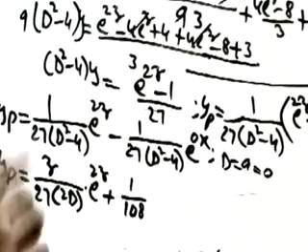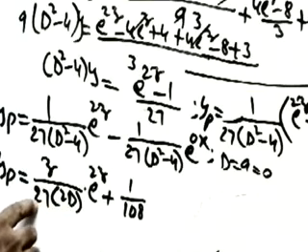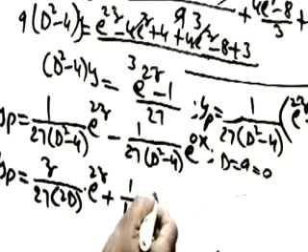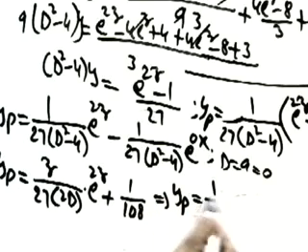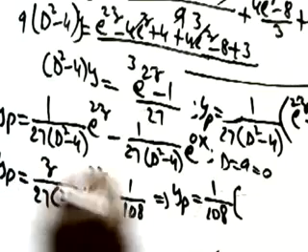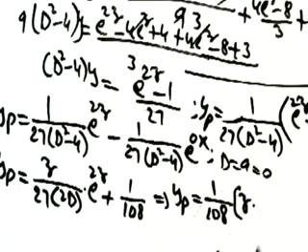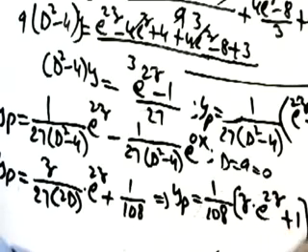So one more step is left. Now we substitute here d equals to a. So d equals to 2, 2 twos are 4. 4 into 27 will be 108. Let me take 108 common. So yp equals to, if we take 1 by 108 common, what is left here is z into e power 2z plus 1.